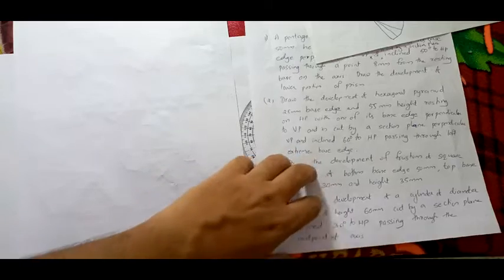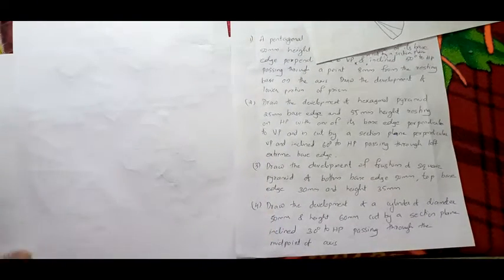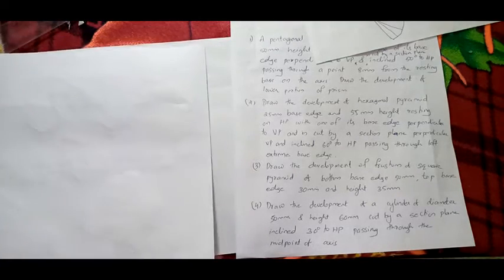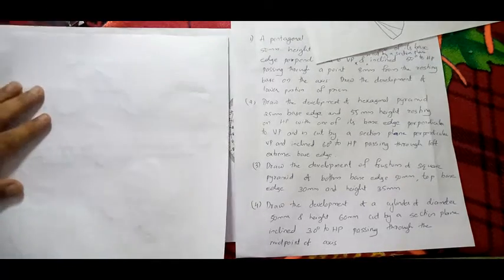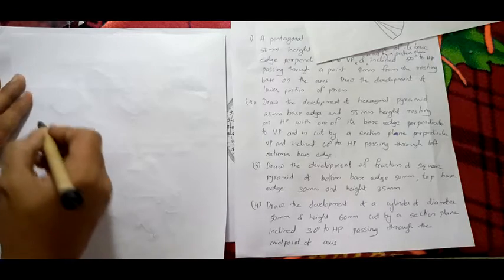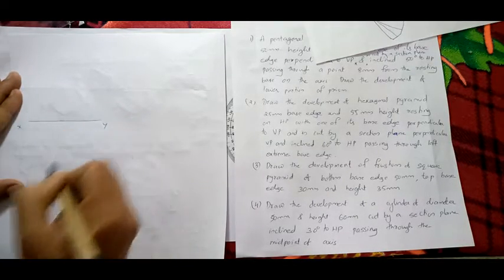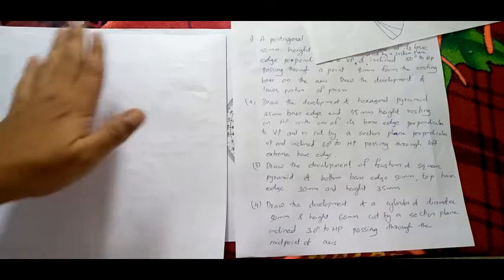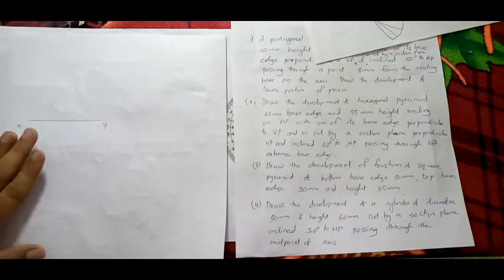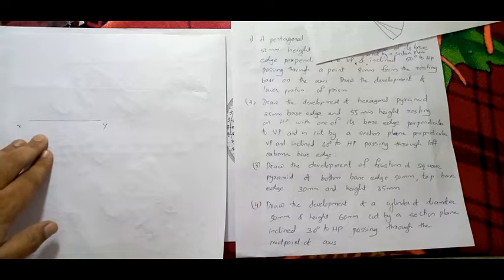The third question is saying a frustum of a square pyramid. So here, instead of development, drawing a frustum will be a different thing for you. Frustum of a square pyramid means, how to draw a frustum of a square pyramid? See, I will draw the XY line here. You have to draw the frustum. So in this question I will be doing what I told in the previous question. See, frustum of a square pyramid of bottom base edge 50 mm.